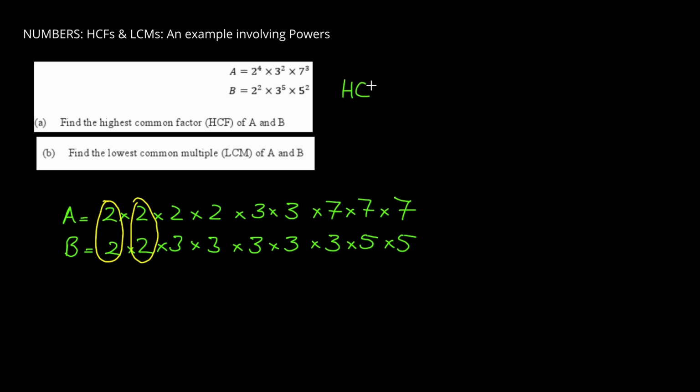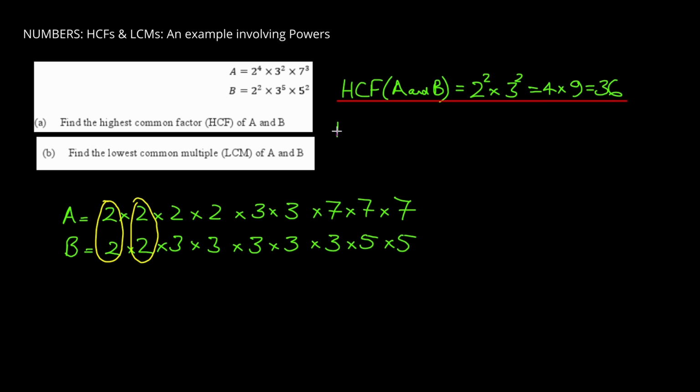So I can say that the HCF of A and B is equal to 4 2's take away 2 2's, which is simply 2 squared. The common number of 3's is 3 squared. And we've got no other common factors because the rest of A is multiplied by 7 three times and the rest of B is multiplied by 5 twice. So this is equal to 4 multiplied by 9. So this is equal to 36. And that is the answer to part A.